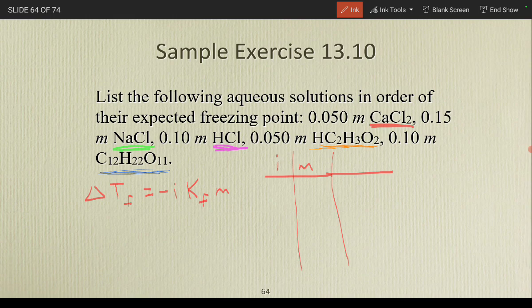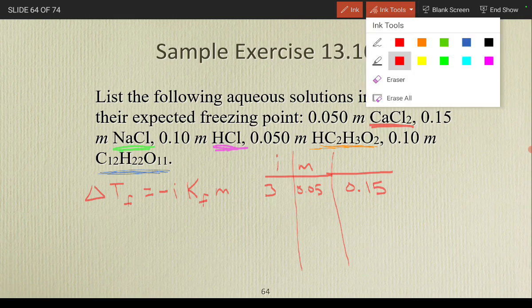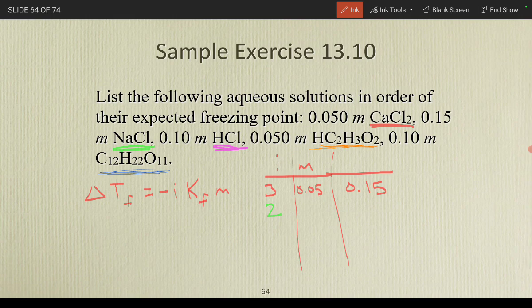So with the calcium chloride, we're going to get 3 ions, so we'll have 3 particles, and then we've got 0.05 molal. So if we think about the product there, 0.15. With the sodium chloride, now we get 2 of the particles for every molecule there, but we've got a molality of 0.15, so we've really got 0.3 when we think about the product of those two.